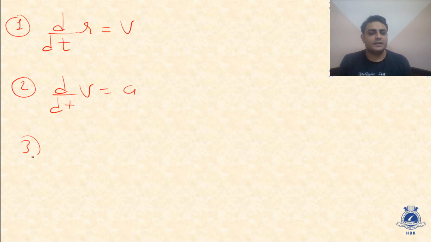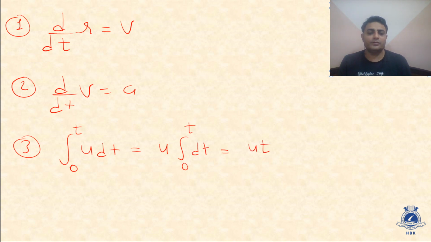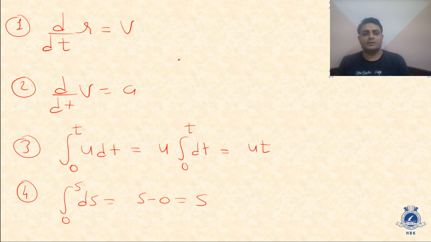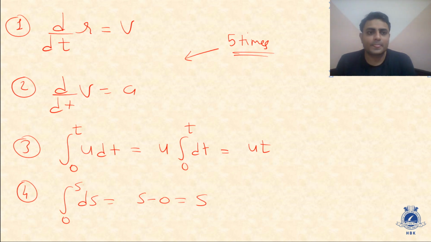The formula number 3 is integration. If we are getting an answer somewhere like this, integration u dt from 0 to t, u will come out, integration 0 to t dt, and that will give ut. Similarly, if you are getting integration 0 to s, only ds is given, then the answer will be just s minus 0, that will give s. I will suggest you write all these 4 points 5 times. Each and everything, you have to write down 5 times.